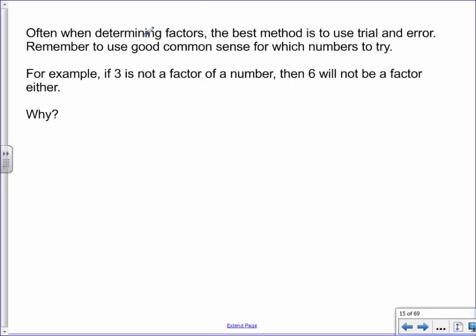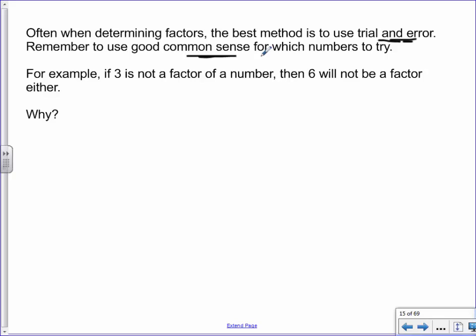So that's what I wrote here. When determining factors, sometimes you have to use trial and error. But don't forget to use good common sense. So already a couple of rules I can give you. If it ends in a 5 or a 0, it's divisible by 5. If it's an even number, it's divisible by 2. If it's an odd number, it's only divisible by odd numbers. The only way to make more odd numbers is to multiply odds by each other.